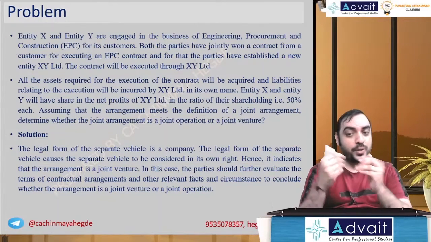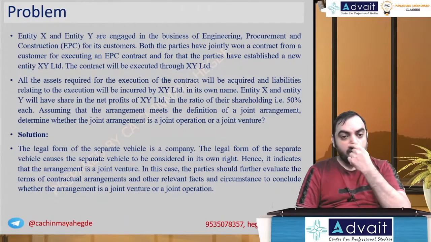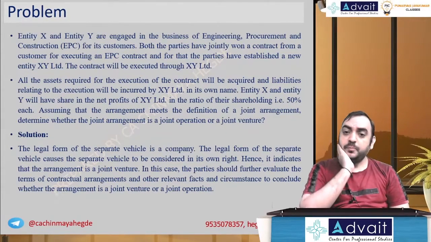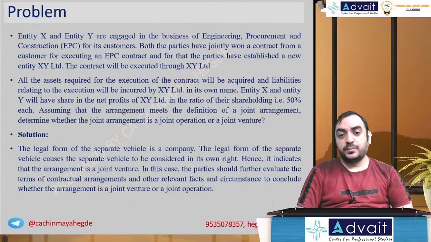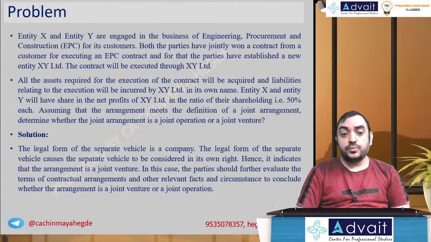Then we have to look at the purpose of it. The contract will be executed through XY Limited. All the assets required for the execution of the contract will be acquired, and liabilities related to the execution will be incurred by XY Limited in its own name. Entity X and Entity Y will have a share in the net profits of XY Limited, in the ratio of the shareholding, which is 50% each. Assuming that the arrangement meets the definition of a joint arrangement, determine whether it's a joint venture or a joint operation.